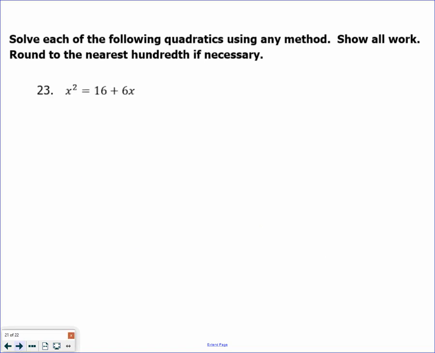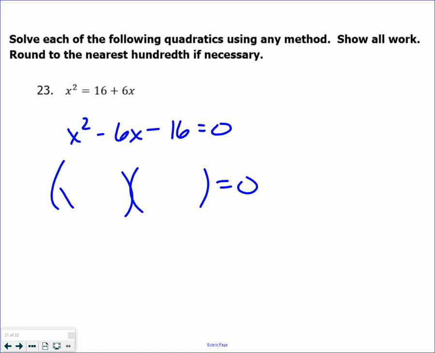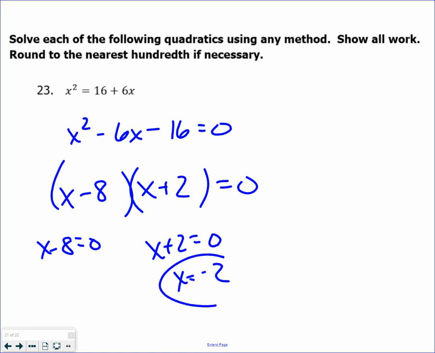And then the last one, I'm going to set this equal to 0. And this one's a pretty easy factoring question. Factors of negative 16, that would get me negative 8. Now, if you're a quadratic formula person, you should probably just always do things with the quadratic formula. But if you can learn to factor at least simple ones in which the a value is 1, it speeds things up. So I set things equal to 0, and I solve.